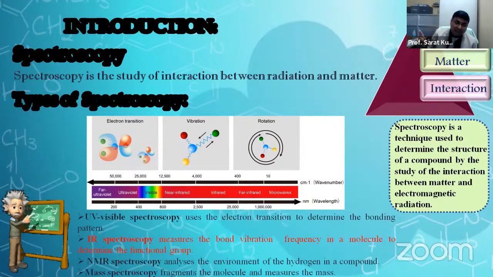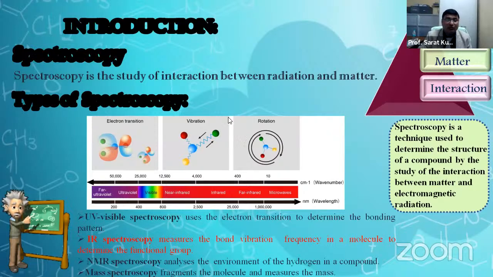When electromagnetic radiation, as shown in the picture I have given, is exposed to matter, that is the interaction, and the result of the interaction is spectroscopy. That is why spectroscopy is the technique used to determine the structure of a compound, and to study the interaction between a particular electromagnetic radiation and matter.